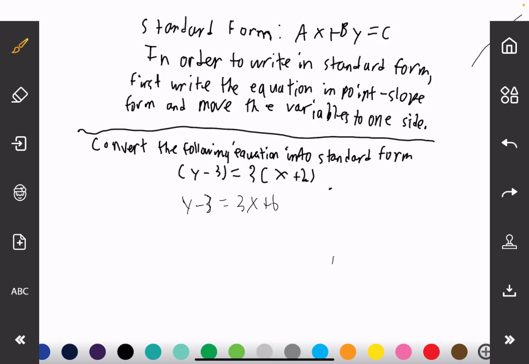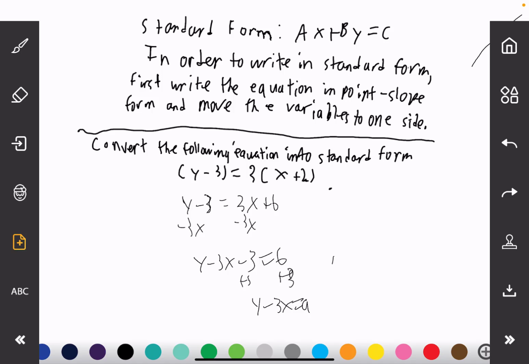And now we want to move all variables to one side and then all numbers to one side. So we'll subtract 3x from both sides. So we have y minus 3x minus 3 equals 6. And then we'll add 3 to both sides. y minus 3x equals 9. And that is the equation in standard form.